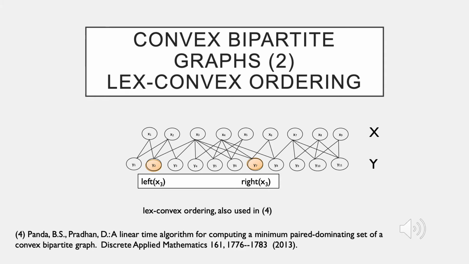by Pend and Pradhan. In that ordering, xi comes before xj in the ordering if left of xi is smaller than left of xj, or the two lefts are equal, but right of xi is smaller than right of xj. And ties can be broken arbitrarily without disrupting the ordering of other vertices. Such an ordering can be obtained in order big O of n plus m, where n is the number of vertices in the graph and m is the number of edges.